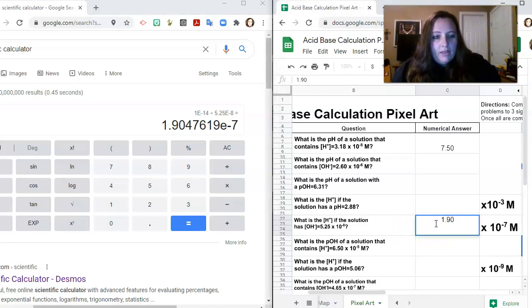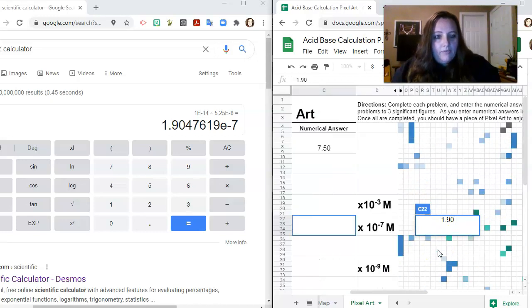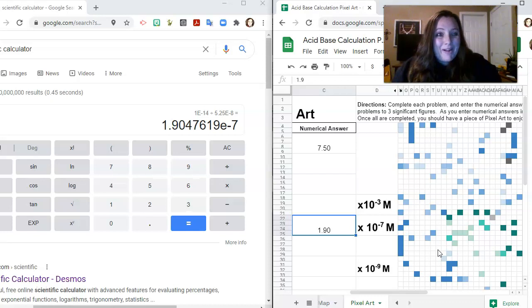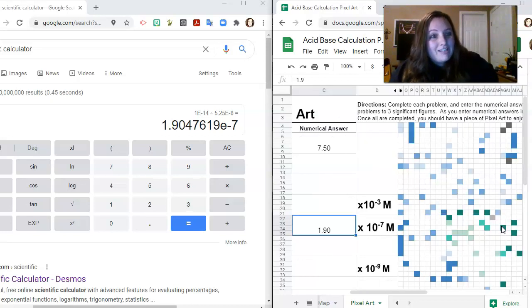I'm going to come over here and I'm going to see if there's a color change. I'm going to hit enter. Okay, and I see more colors are starting to show up. So as you guys go through, just a reminder, make sure you hit enter after you try a number. If it's incorrect, you won't see any color change. If it's correct, you guys will see more colors starting to fill in.